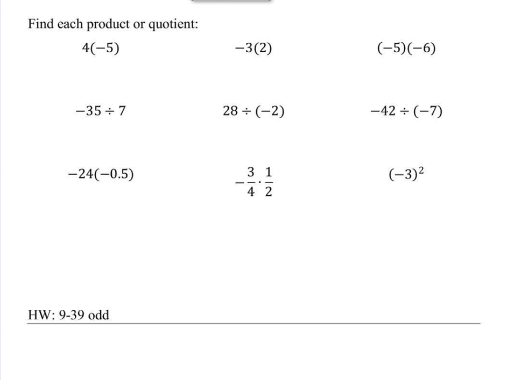Find each product or quotient. We have 4 times negative 5, which is negative 20, because 4 times 5 is 20, and a positive times a negative is negative. Moving across, negative 3 times positive 2 would be negative 6. Negative 5 times negative 6 would be positive, and 5 times 6 is 30. How about negative 35 divided by 7? Negative, because we have a negative divided by a positive, and then 35 divided by 7 is 5.